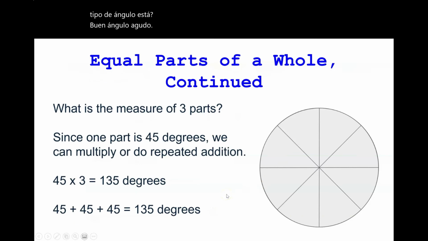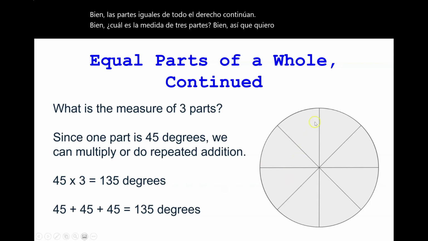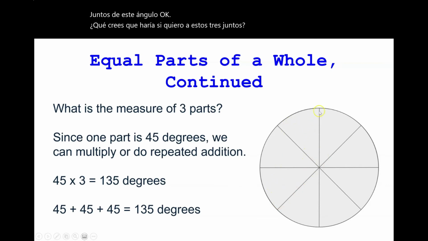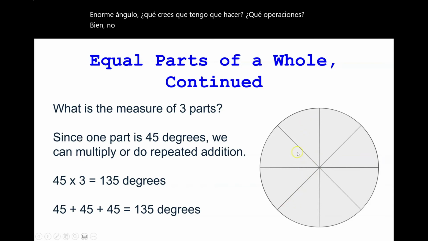Okay, equal parts of a whole, continue. Okay, so what is the measurement of 3 parts? Okay, so I want all these 3 together of this angle, okay? What do you think I would do? If I want all these 3 together, and this huge angle, what do you think I need to do? What operation? Good, I would need to add. What am I adding?